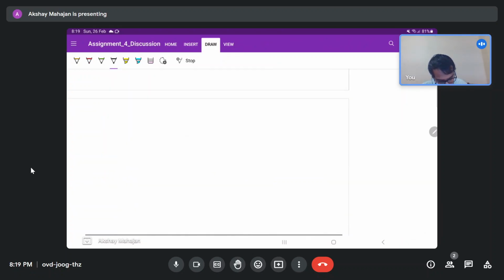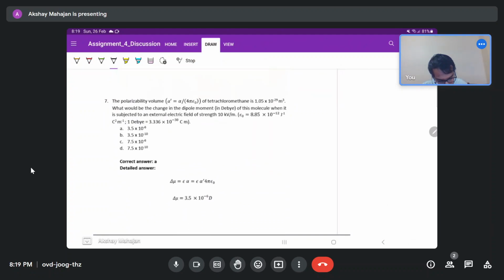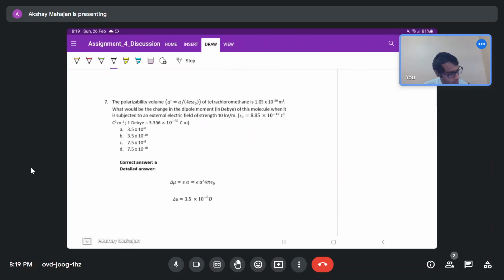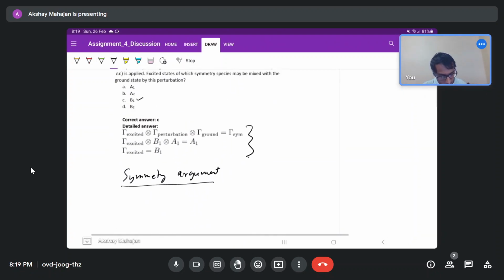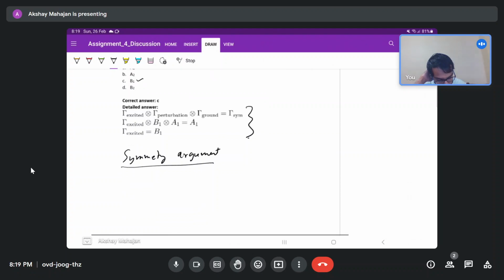All right, then next, the 7th question. This was also basically based just on the symmetry argument of this wave function and the perturbation.